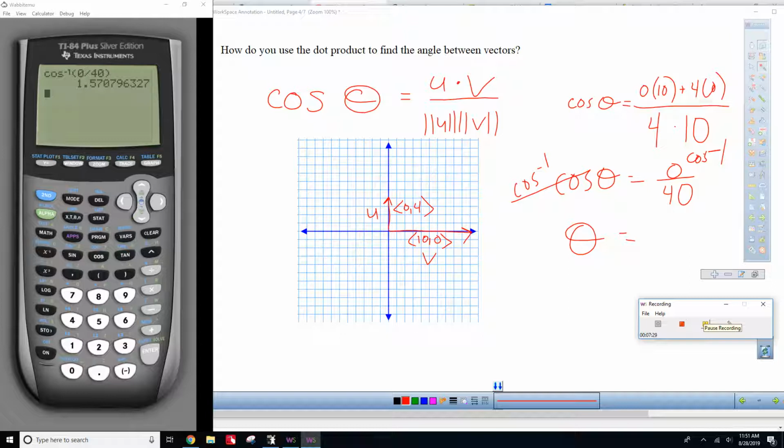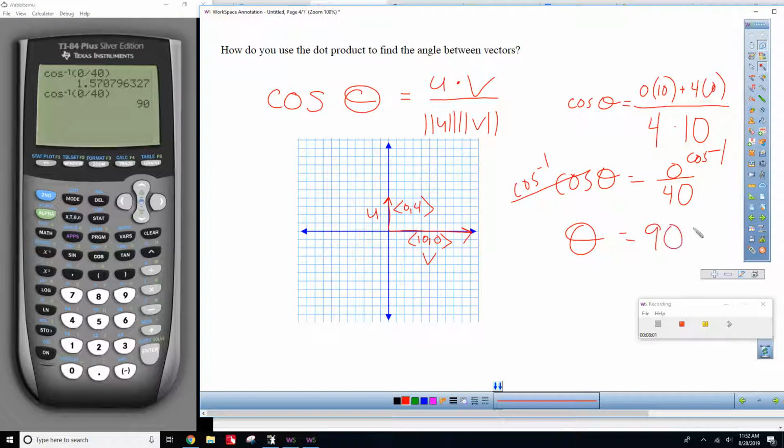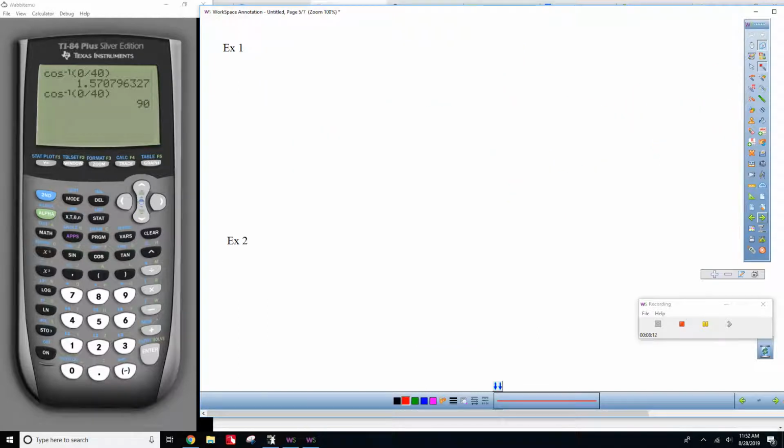Let me make this make more sense by going to mode. Let's get into degrees. I know you guys are more comfortable working with degrees. Eventually you'll be comfortable working with both. And let's do it again. So you get 90. This right here is pi over 2. This is 90 degrees. Those two things are the same thing. So that's good. We just proved that if the dot product between two vectors is 0, then the angle is 90 degrees, okay? Let's do another example.